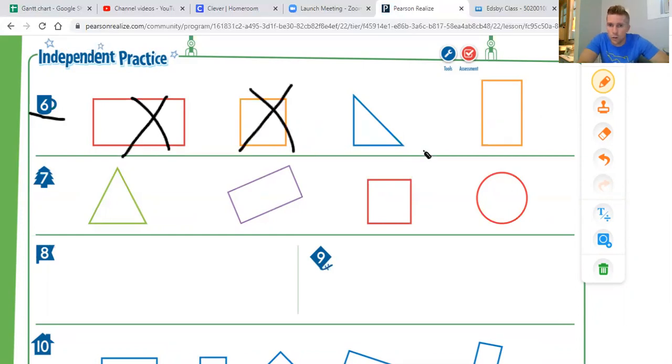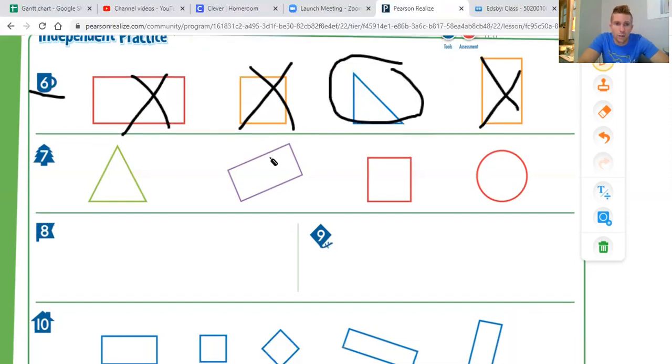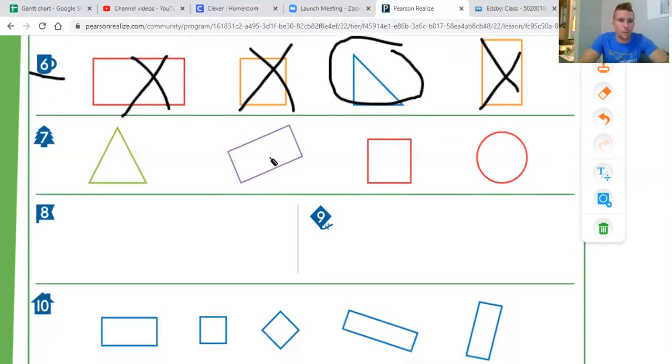I wonder which one you're going to circle. Which one has 3 vertices? I hope you circled this triangle. If you did, give me 2 thumbs up. Nice job, nice job. Let's move on to number 7.